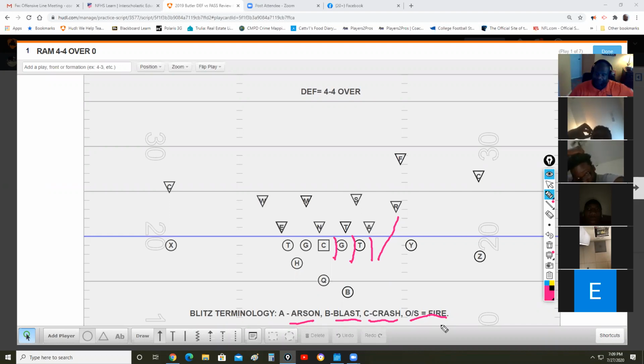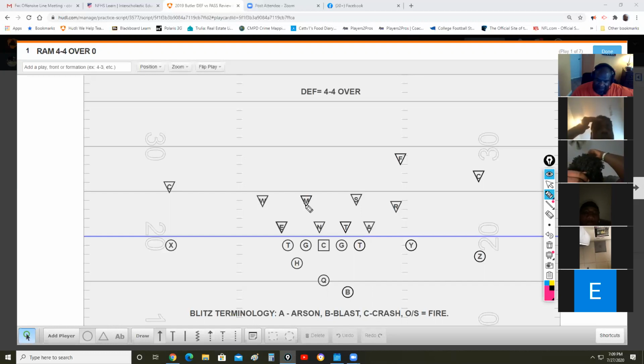That makes sense to you? Yep. Okay. Some people talk about D gap blitzes as dog. I don't try to differentiate between D gap and anything outside. I'm more concerned with who's blitzing and where they're coming from. So that's why I use fire. All right. So let me show you an A gap blitz.